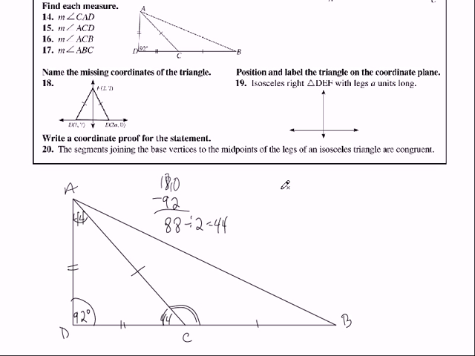So what is it? 180 minus 44, right? 180 minus 44, and that would be 136, right? So that's this angle right there, 136 degrees. All right, so we got that one. What about 17? Angle ABC.